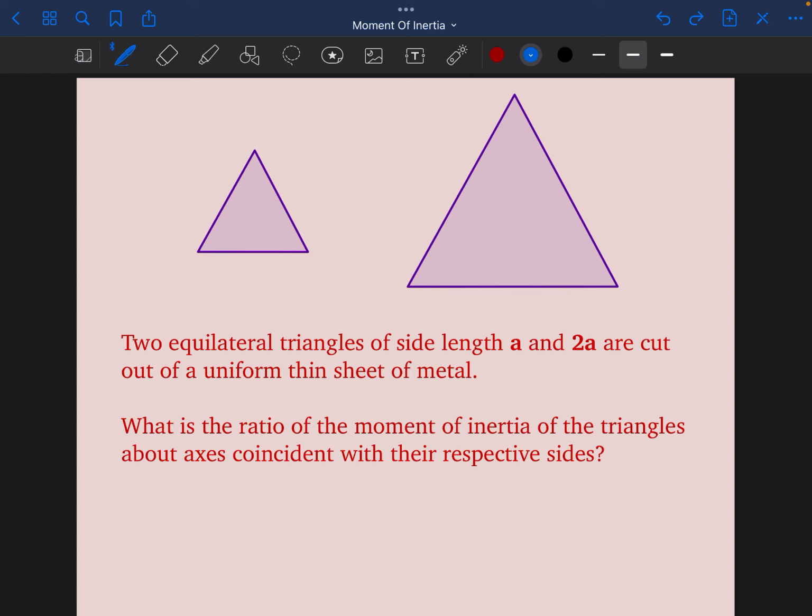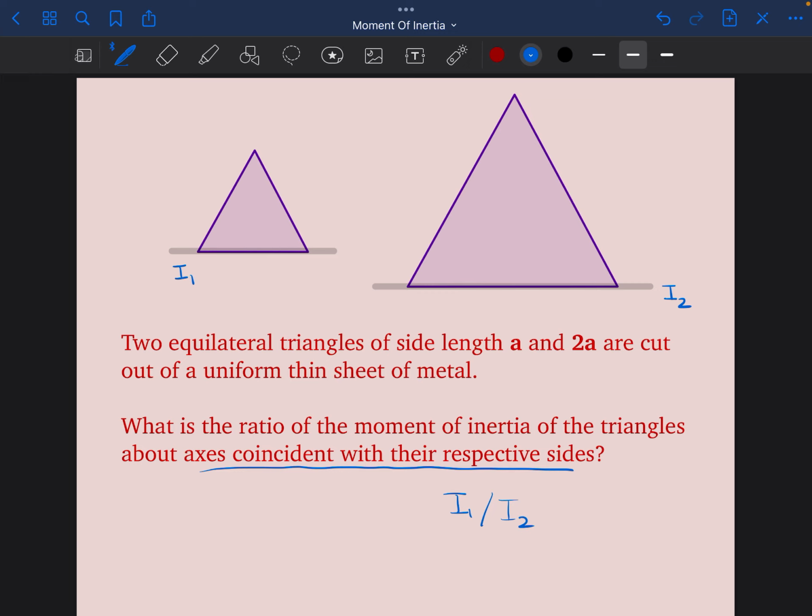So we are being asked about the moment of inertia of the triangles about axes coincident with their respective sides. So let us draw these axes first to get an idea. These are the two axes. Let us call the moment of inertia about this first axis I1 and the moment of inertia about this axis I2. So we are being asked the ratio I1 by I2, and we are given that the size of these triangular plates is in the ratio 1:2.